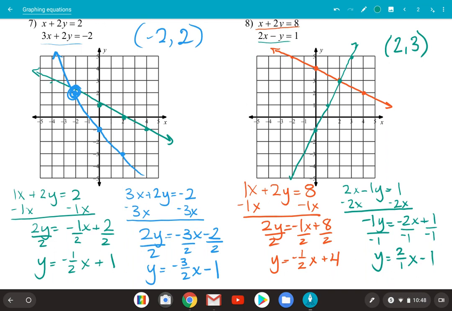This is how you do graphing equations, you guys. You do want to keep practicing this.